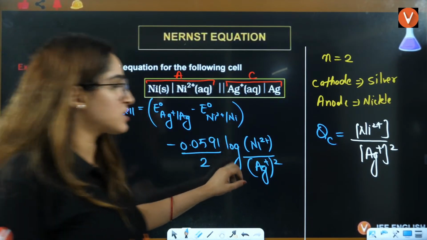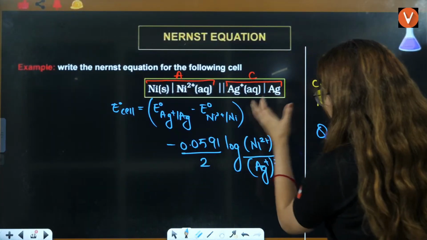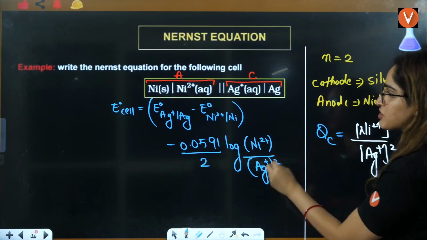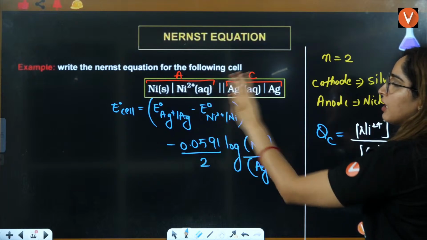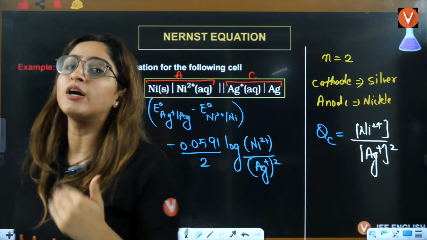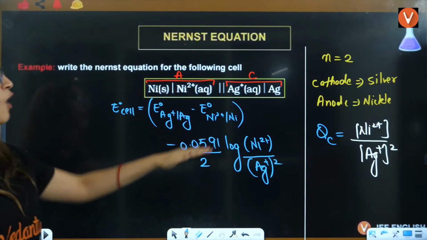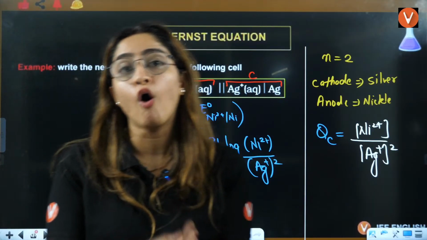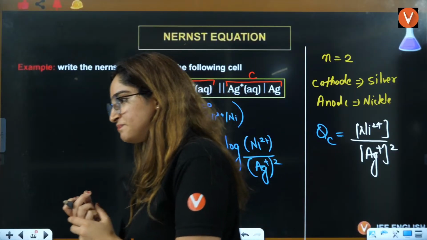And in the question, they will give you the value of Ni concentration, Ag concentration, the value of Ag electrode potential and nickel electrode potential. All these things will be given to you in the question. And that's how you calculate the value of EMF or E cell.